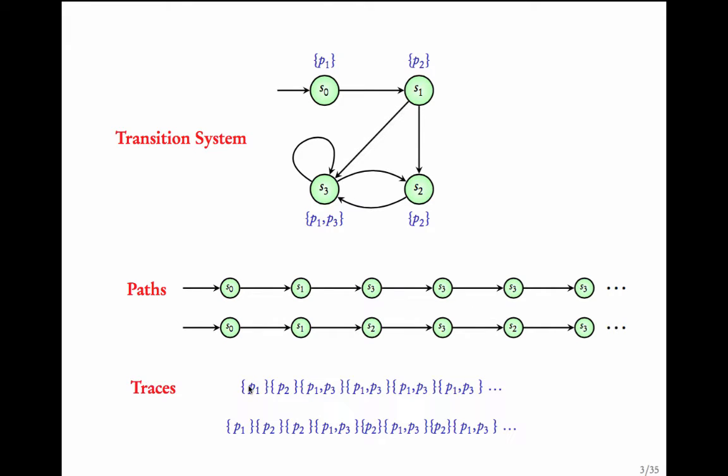we can look at traces by restricting to the atomic proposition labels in each state. So S0 is labeled by P1, S1 is labeled by P2, S3 by P1, P3 and so on. So each path gives rise to a trace. And this trace is an infinite word. So we have been looking at ways of expressing sets of infinite words. This is what we have seen so far.